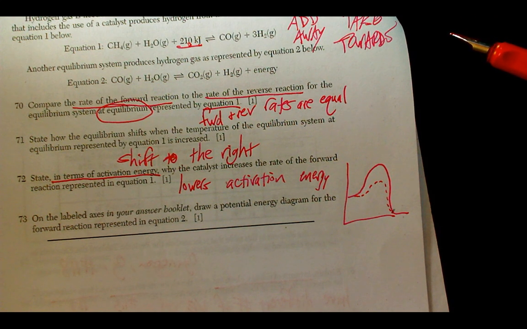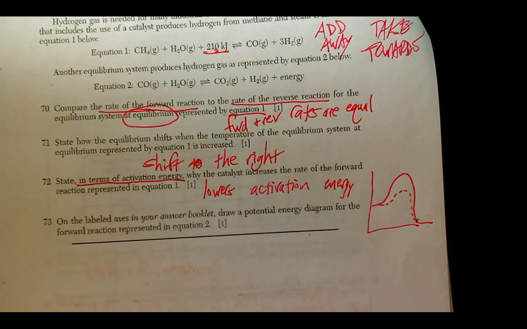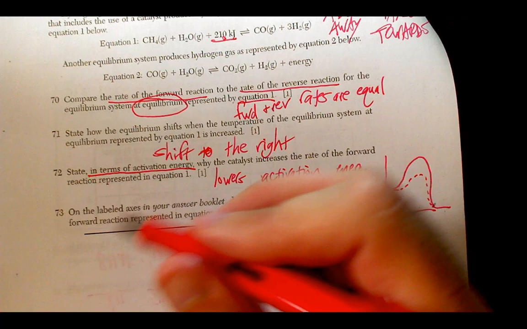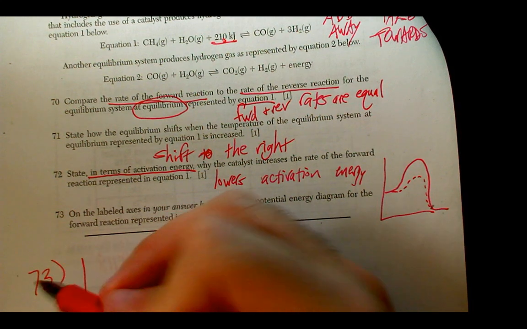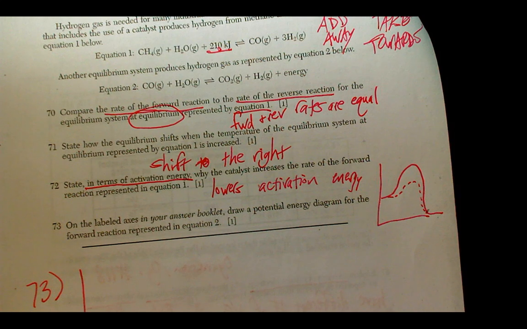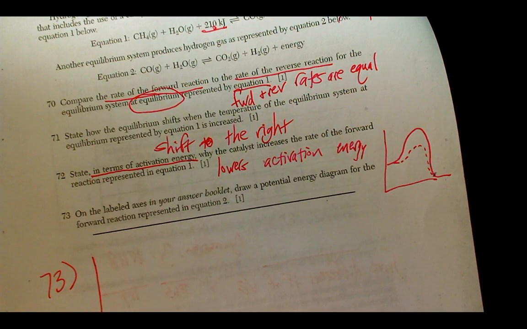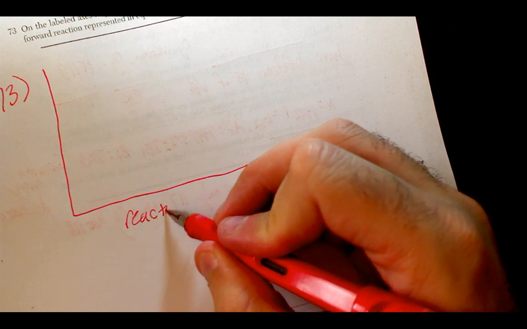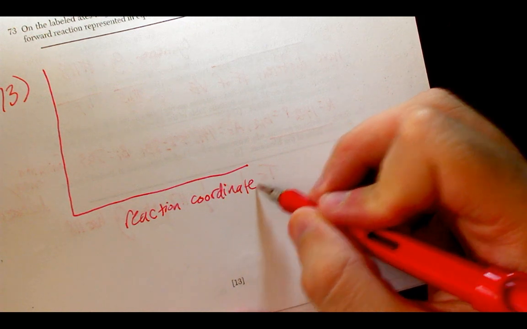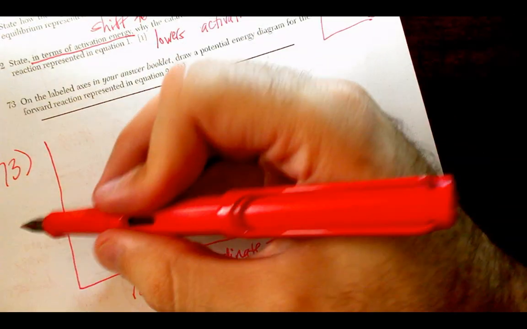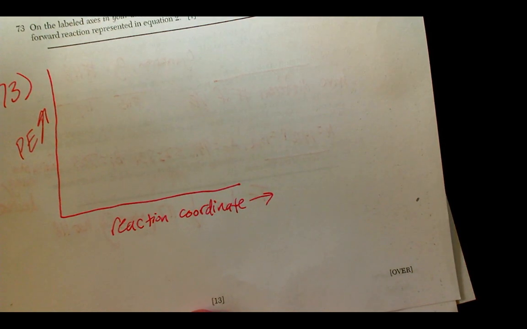73. On the labeled axis in your answer booklet, draw a potential energy diagram for the forward reaction represented in equation 2. So again, it says in your booklet, you'll have a thing that looks kind of like this. It's going to say 73. Let's count this blank thing. When I looked at the actual answer key, it's going to say reaction coordinate. That's essentially just saying time. How is the reaction proceeding over time? So reaction coordinate down here. We'll have the little blank axis there. And then it'll say potential energy on the other side like that. And it says draw and label a potential energy diagram for the forward reaction in equation 2.